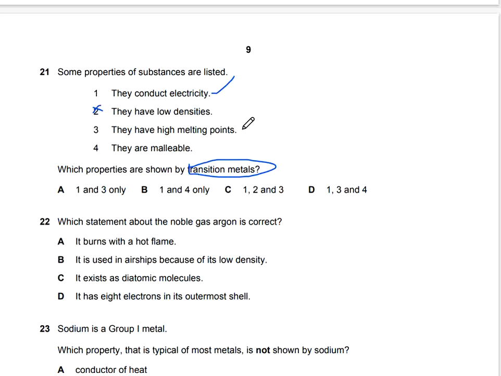And they also have high melting points. That's the reason why they are solids. And they are malleable. Aside from being ductile, they can be thinned into sheets. So the correct answer for this, of course, is letter D. So we have 1, 3, and 4.